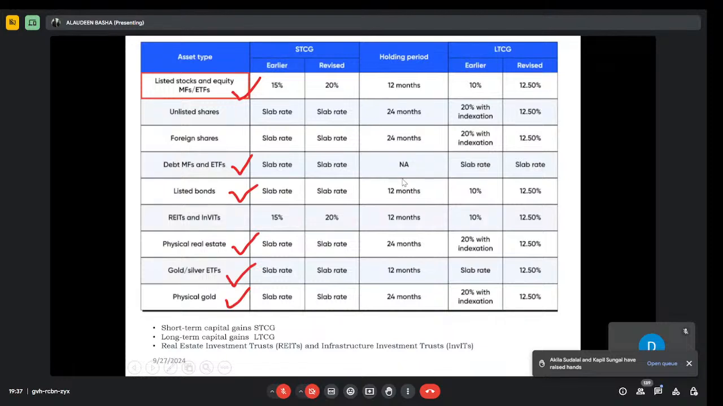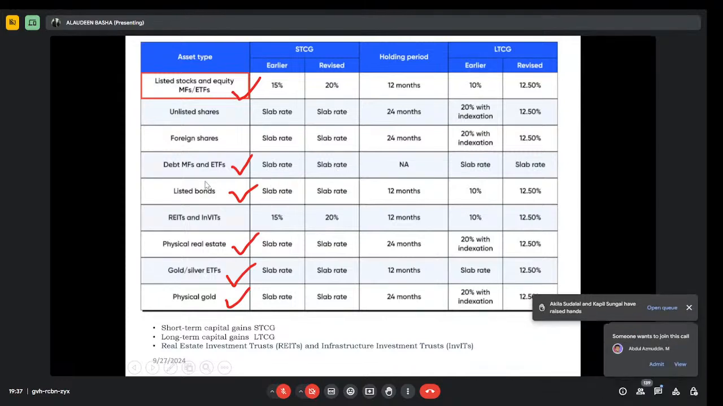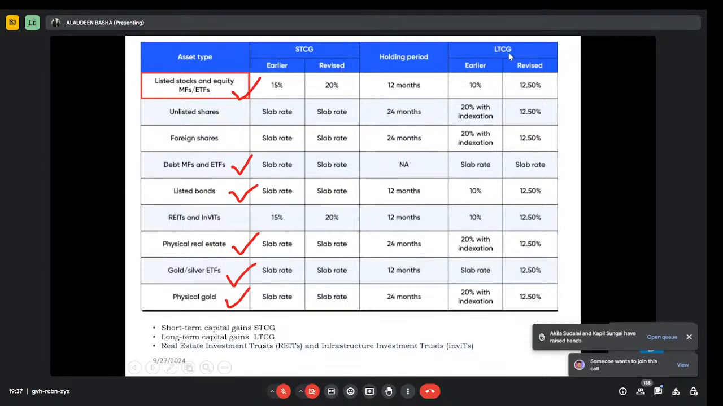Okay, and similarly, for mutual funds, the tax will be fixed based on the slab rate, so there is no issue. For listed bonds, there is no change in short-term capital gains, but in long-term capital gains it should change from 10% to 12.5%. Similarly, for physical real estate, we just ignore this, as it is real estate.